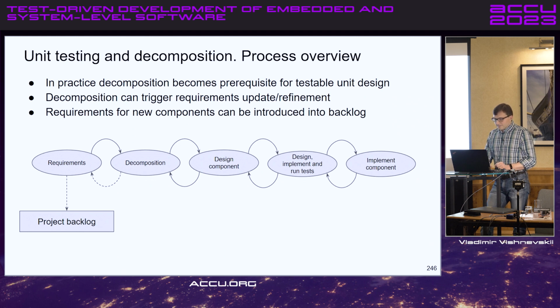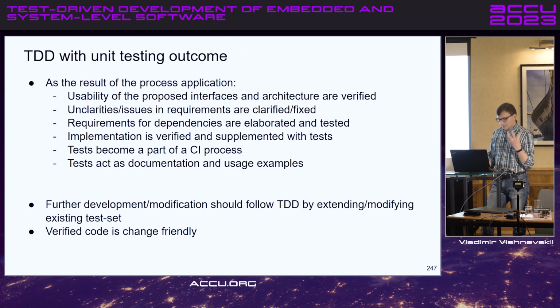Okay, so as a result of the application of this process, what did we achieve? We could verify the usability of the proposed interfaces. We could clarify the requirements for some components. We see that all the dependencies are in place, that it can work based on the architecture that is offered. We could also elaborate requirements for the dependencies depending on what approach we were using.